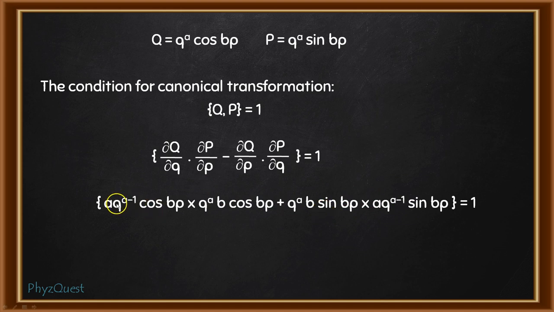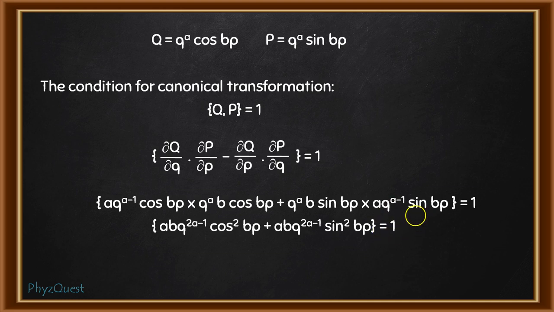Now when you multiply everything, this is one set of multiplication, this is another set of multiplication. So first consider the power of q. So here q to the power a minus 1, here we have q to the power a. So ultimately it will be q to the power 2a minus 1, and that is a and b, and both the terms have cos bp. And in this case q to the power a, q to the power a minus 1, same, it is q to the power 2a minus 1 into ab, and here we have sin square bp. So this we can write ab q to the power 2a minus 1 cos square bp plus ab q to the power 2a minus 1 sin square bp is equal to 1.